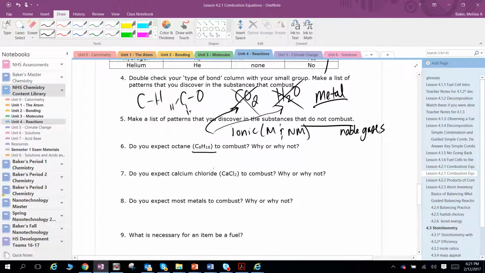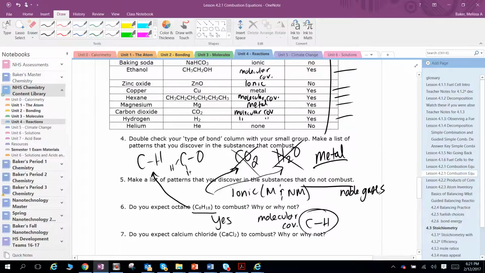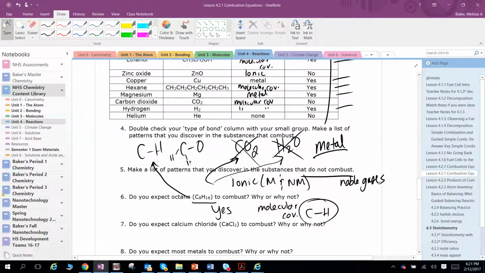Would we expect octane, all carbons and hydrogens, to combust? Yes. It's got molecular covalent bonding, and it's just carbons and hydrogens. That just looks like a fuel, just like some of the other examples on the table. It's very similar to hexane.